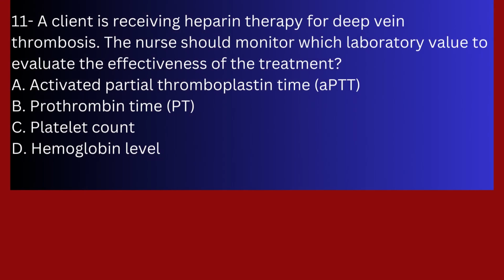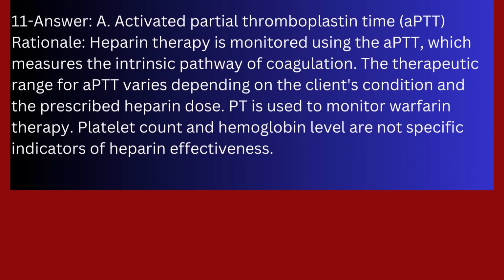Question number 11. A client is receiving heparin therapy for deep venous thrombosis. The nurse should monitor which laboratory value to evaluate the effectiveness of the treatment? A. Activated partial thromboplastin time, APTT. B. Prothrombin time, PT. C. Platelet count. D. Hemoglobin level. The answer is A. Activated partial thromboplastin time, APTT.